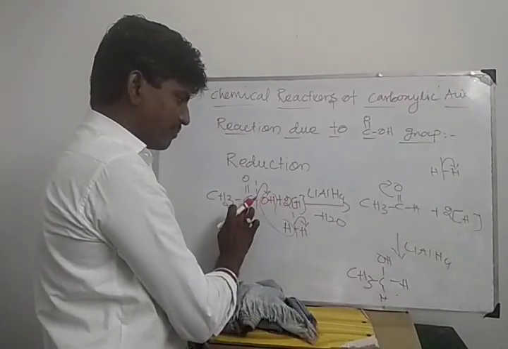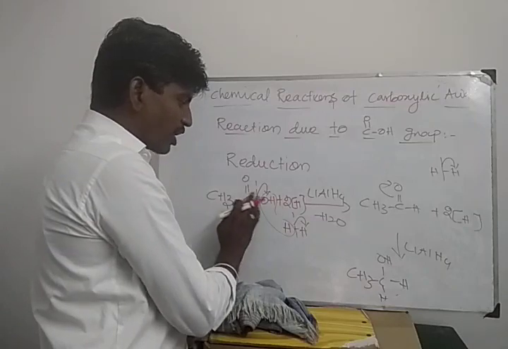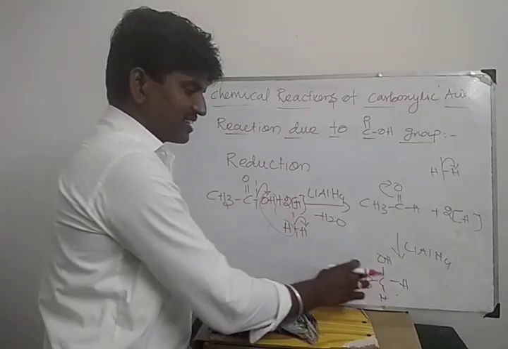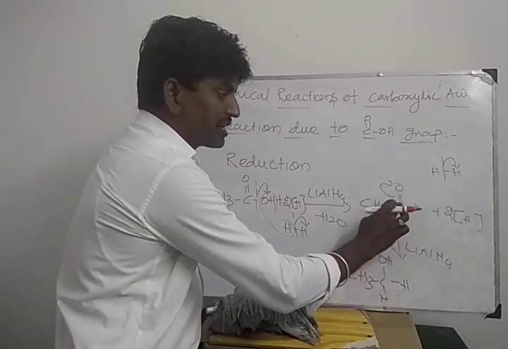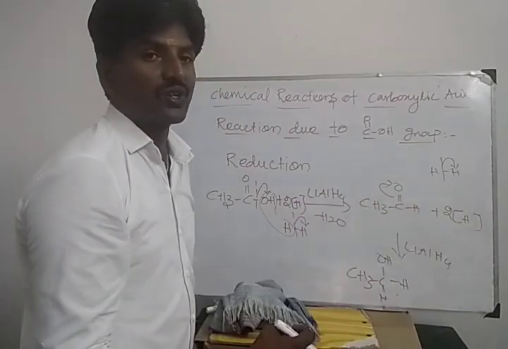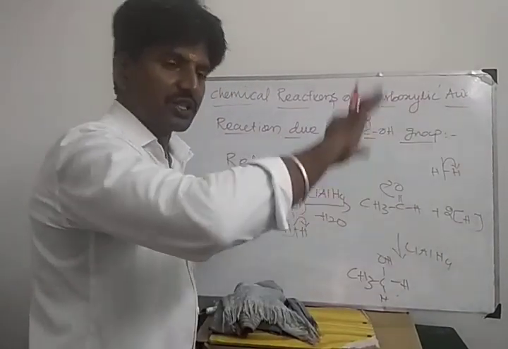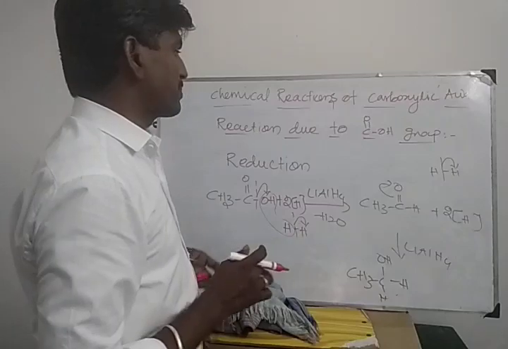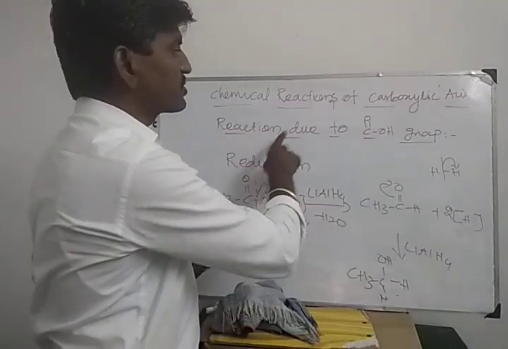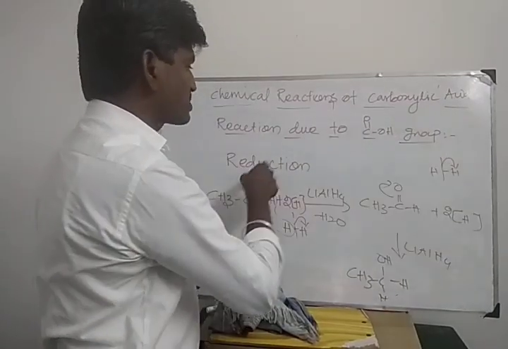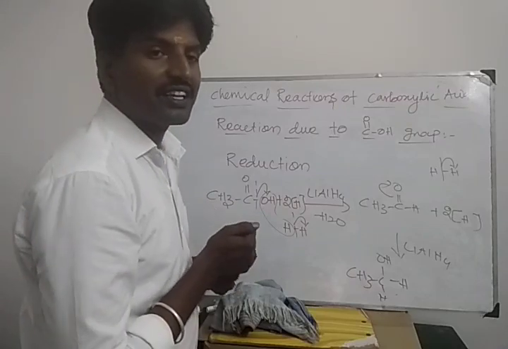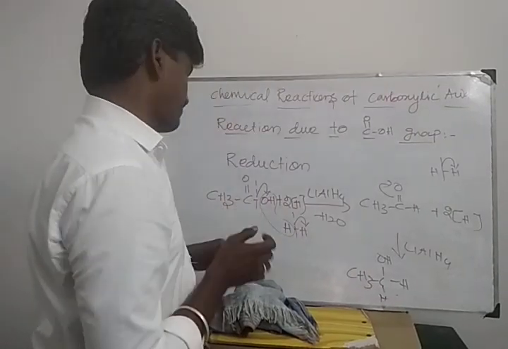In the first step, the bond breaks in between carbon and oxygen of the OH. In the second step, the bond breaks in between carbonyl carbon and oxygen. So the overall COOH group is involved in the chemical reaction. Reactions due to COOH group: first one is reduction, second one is decarboxylation.